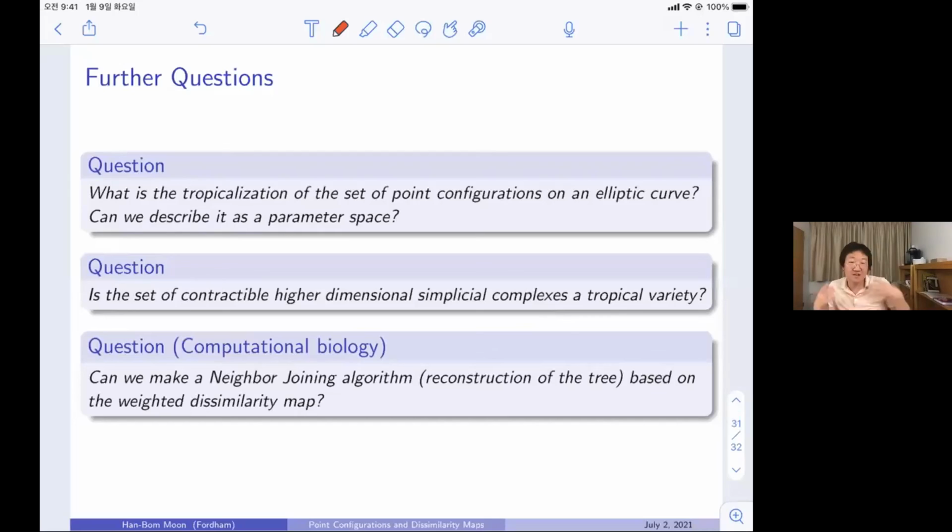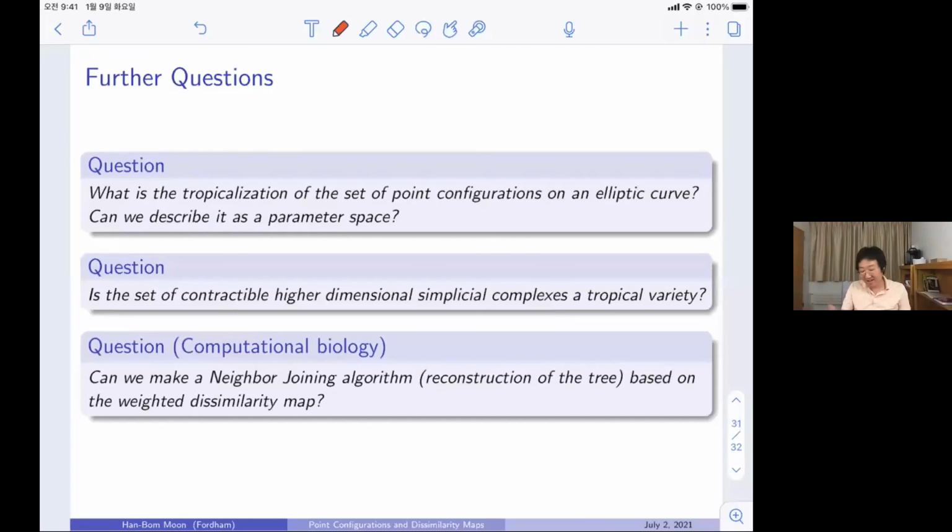Or we can extend the same story to higher dimensional ones. So a tree is a one-dimensional contractible simplicial complex. Now let's think about the set of contractible higher dimensional simplicial complexes like 2-dimensional, 3-dimensional, etc. Is it a tropical variety or not? If it is, can we describe the tropical variety by using defining equations?